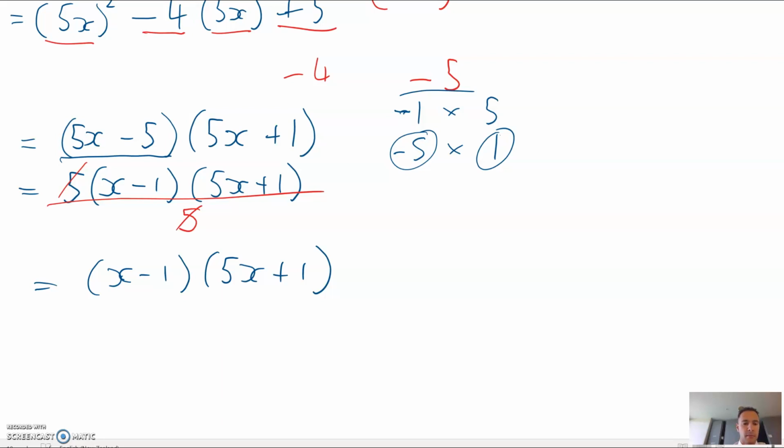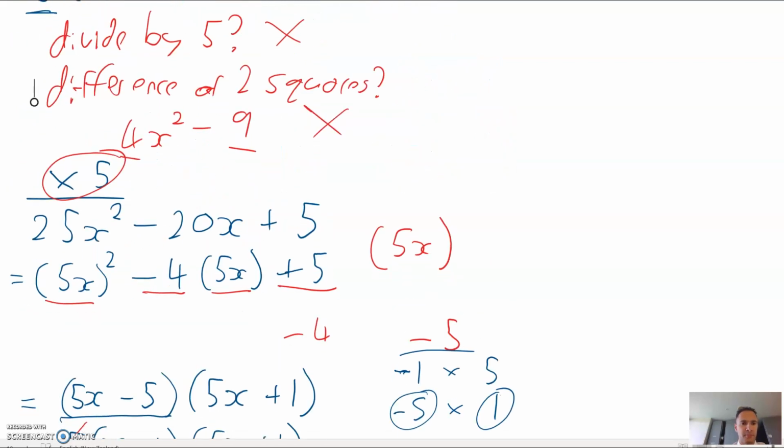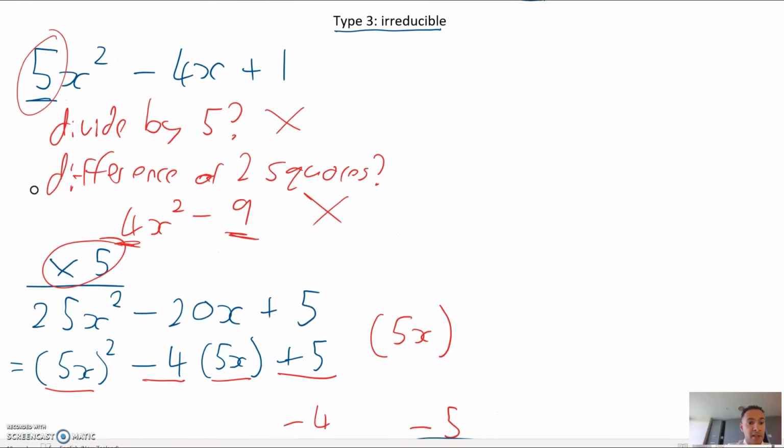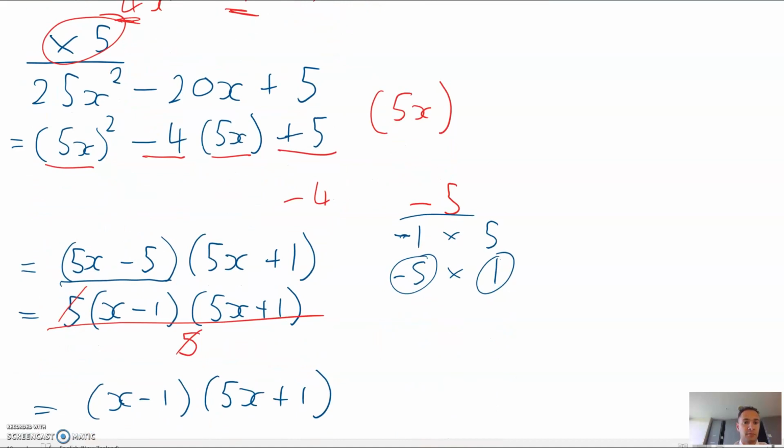Let me just recap what we did. So first thing we noticed, our coefficient wasn't 1. First we checked, can we divide everything by 5? No, we can't. Is it the difference of two square numbers? No, it's not. So we're in the worst situation. It's irreducible. We can't reduce it to something easier. So we times everything by this number, the coefficient, we times it all by 5. Then we took out 5x as a common factor.